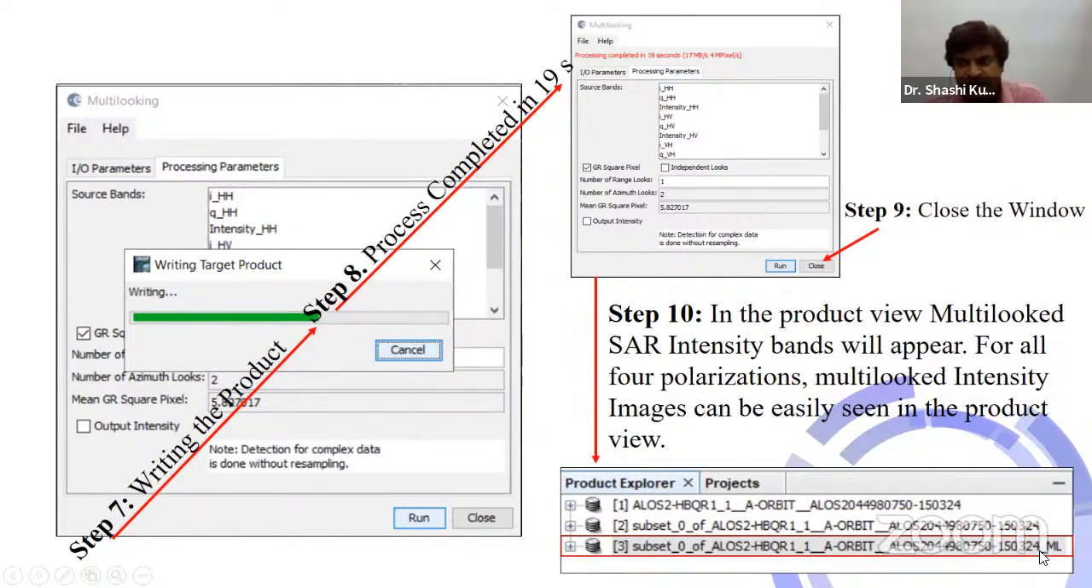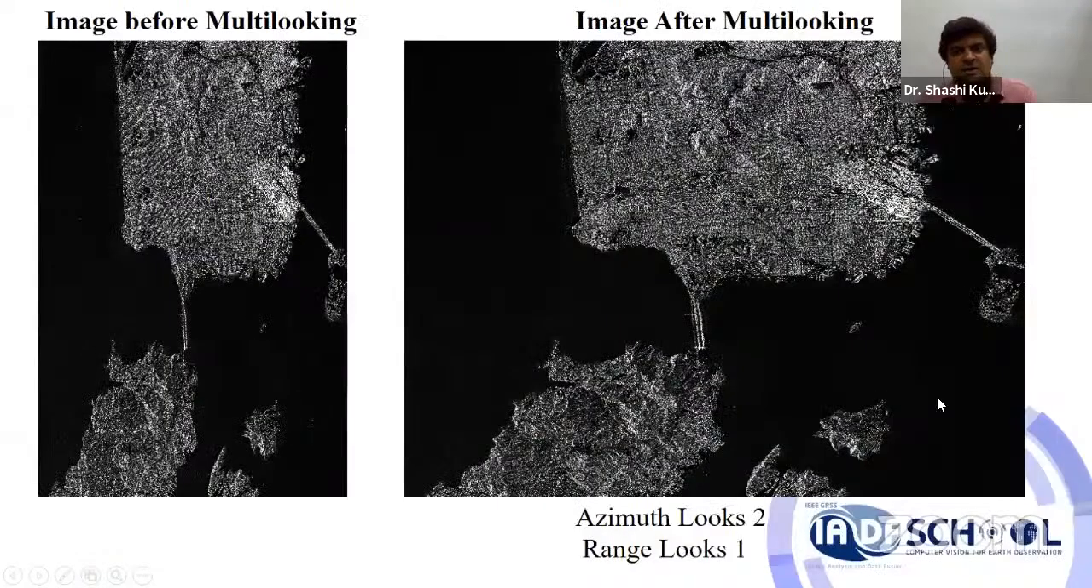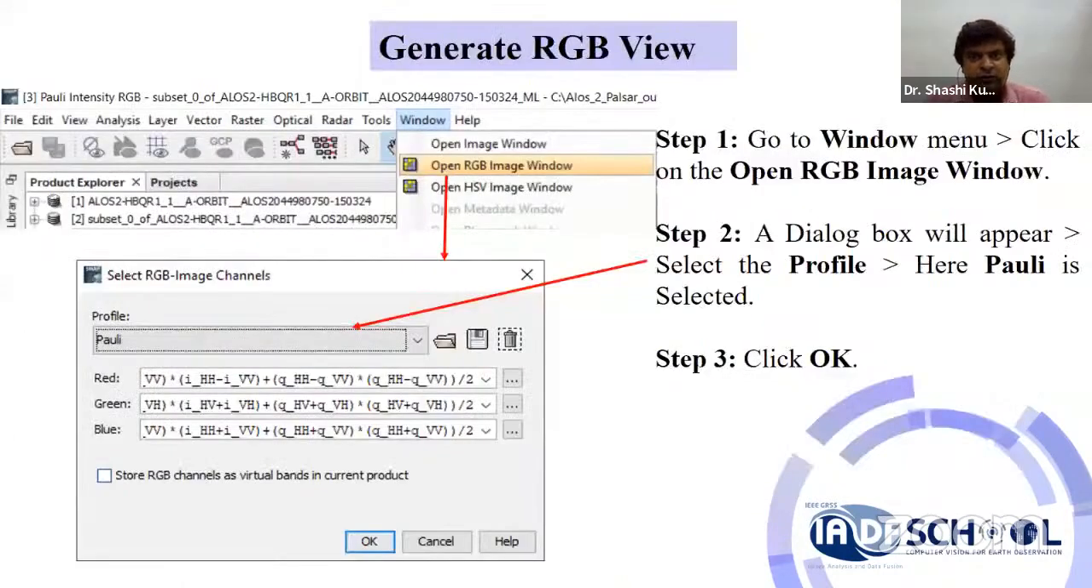below the previous one. Since this is multi-look, it will have the underscore ML. Now here you can see that with azimuth looks 2 and range looks 1, when the data set was processed, there is a difference: there was slant to ground range ambiguity, and that ambiguity is removed here. Okay. Now we are going to see how to generate the RGB view.